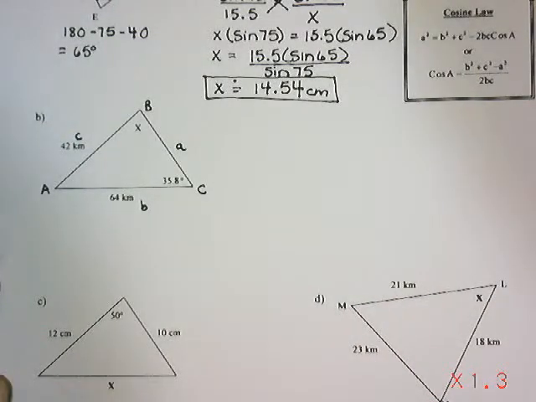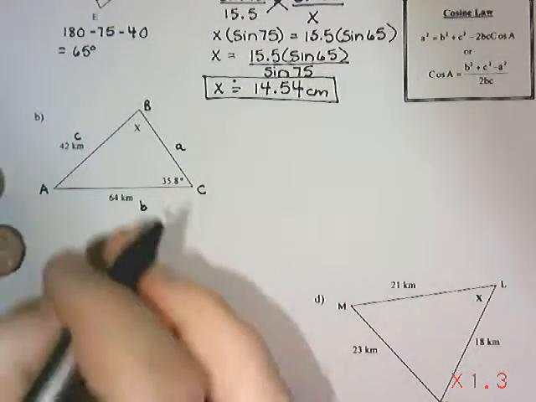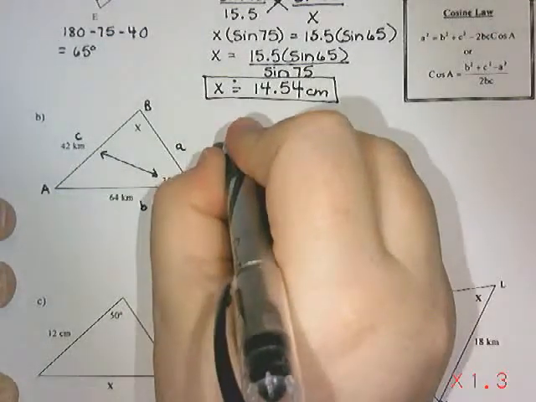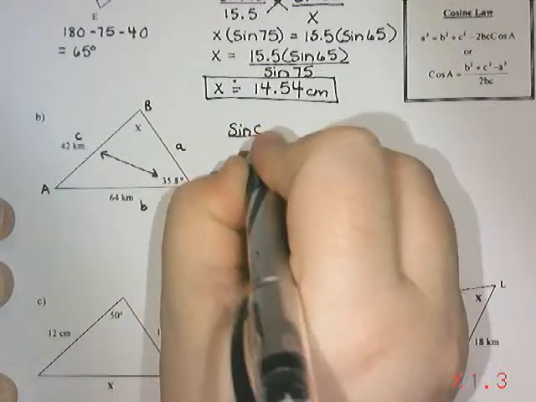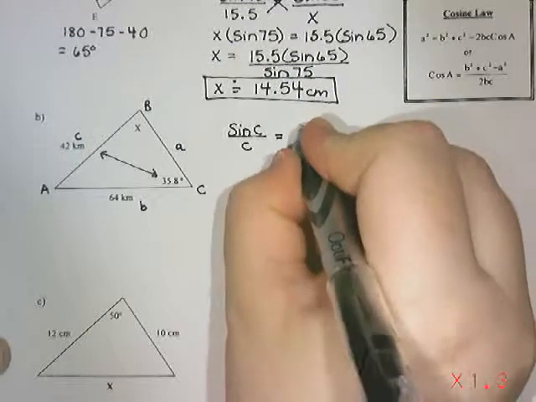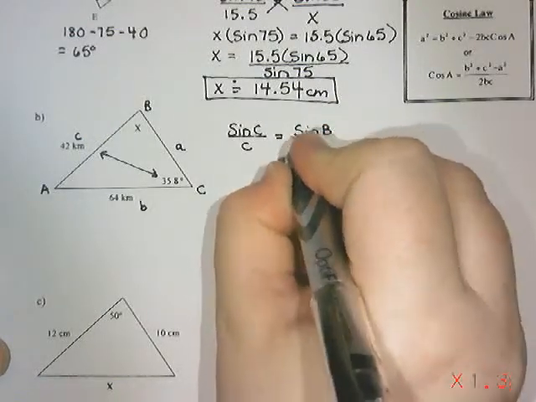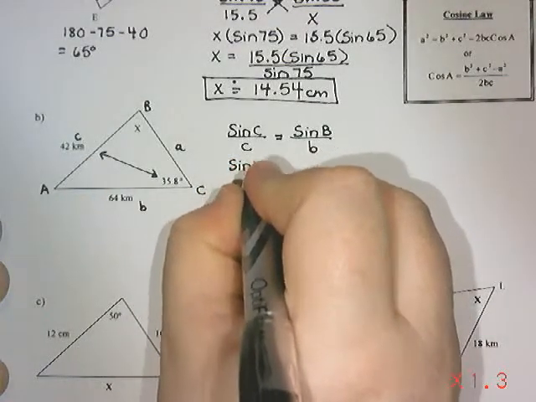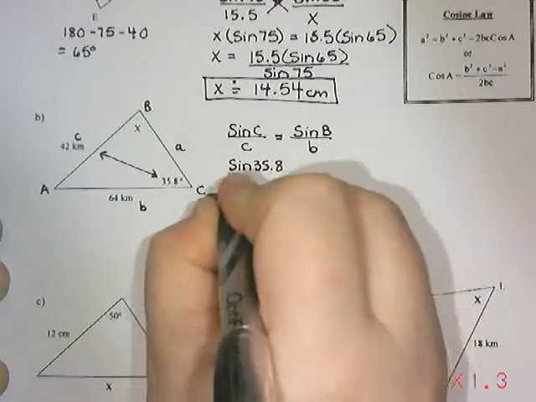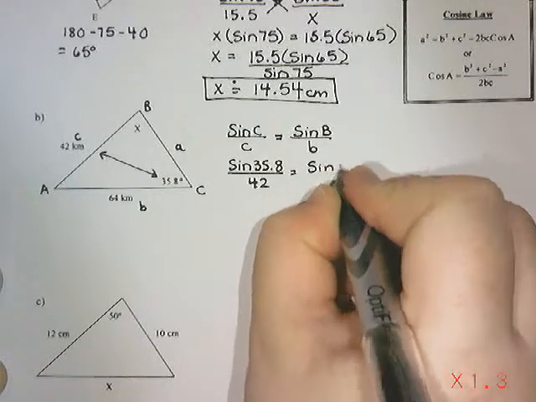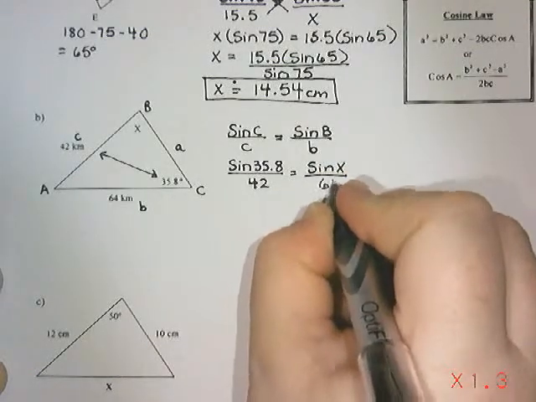Then I'm going to look to see whether I need to use sine law or cosine law. I'm looking for that angle side pair, and I actually know these two values, which would be pair C. So I'm going to use sine C over C. Then I want my unknown, which is x, so we're going to do sine B over B. Then we substitute in: sine of 35.8 divided by 42 equals sine of x, I don't know what b is, divided by 64.